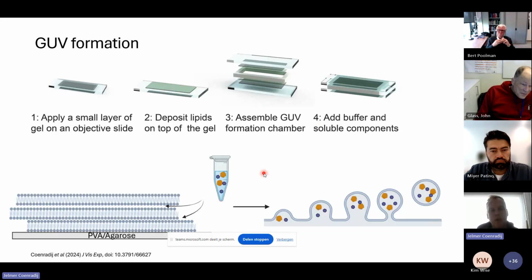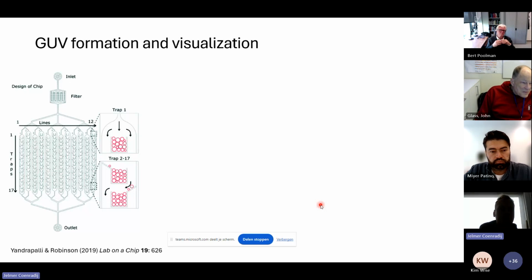And what happens then is that these soluble components can diffuse through the lipid bilayers and through the gel, forming these buds, which will grow over time and detach. And in that way, we have our GUVs. Then, of course, when we want to do some measurements on them, we need to trap them.